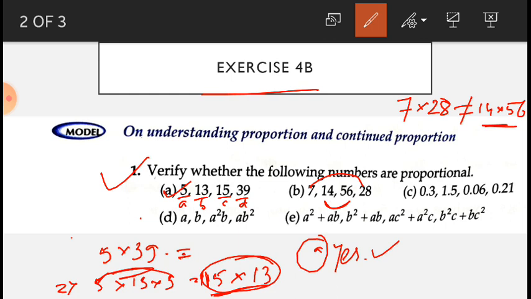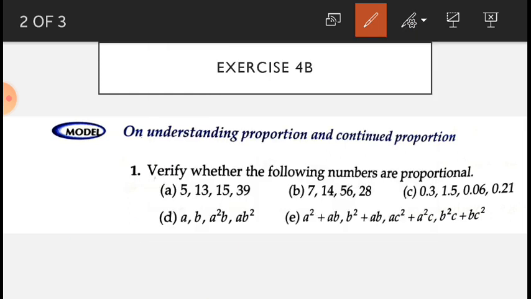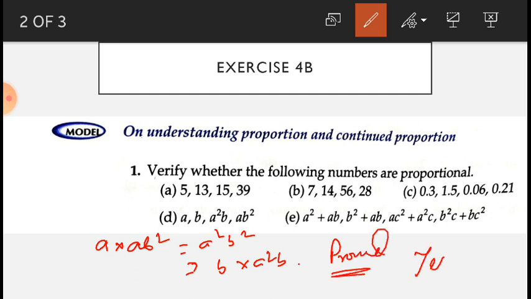Now if you see question number D, that is a, b, a square b, plus a b square. Now I have to prove that a into a b square equals a square b square. This is nothing but b into a square b. So this is proved. So the answer is yes, this is in proportion. So check question number E, that will be your homework.